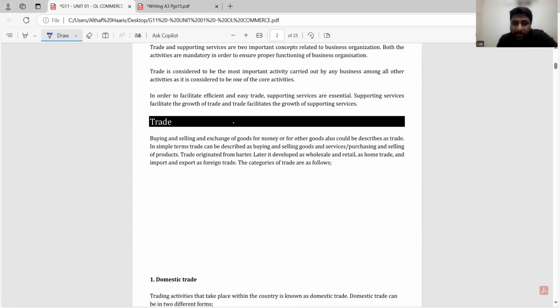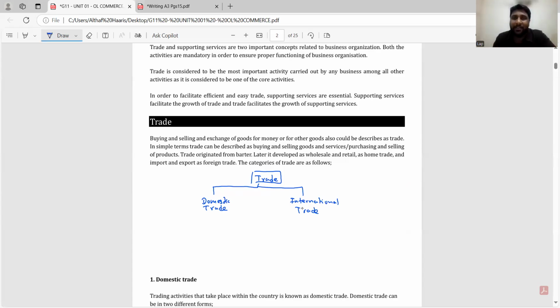In your syllabus, this trade is broadly classified into two categories. What are the two categories? There is something called domestic trade and there is something called international trade. So what is this domestic trade? Very simple. Where this buying and selling is happening within the country.